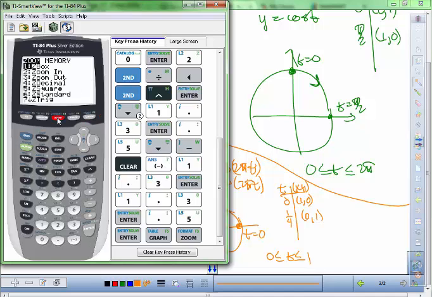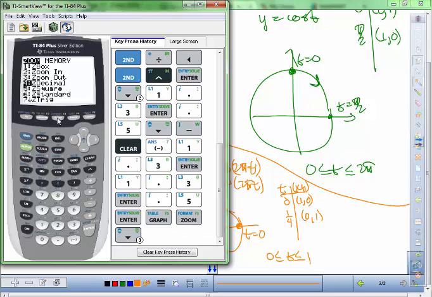So it's really a circle. If you zoom square, it's going to treat your window as if it was a square. So then you can actually see that it's drawn to the appropriate aspect.